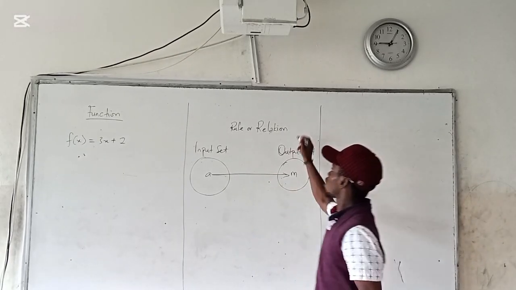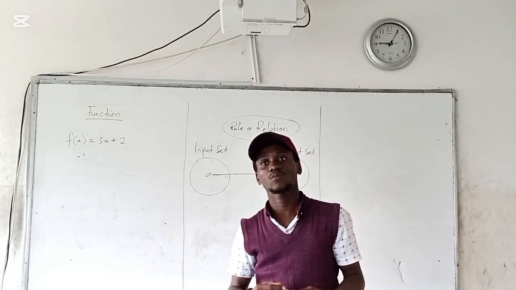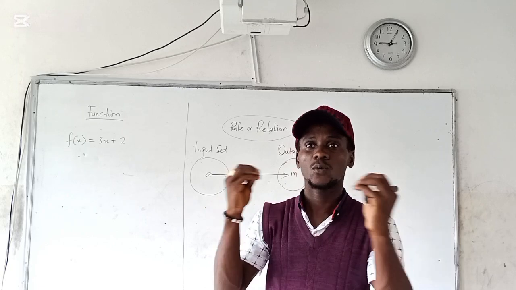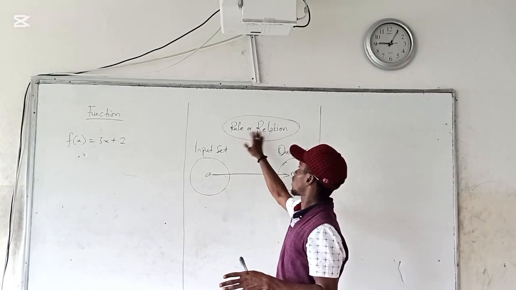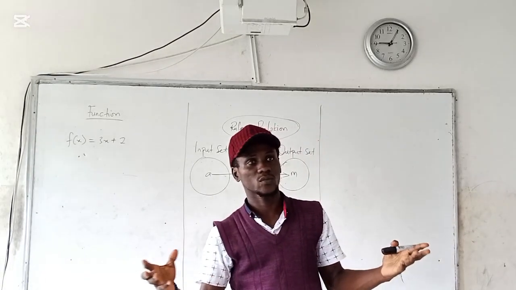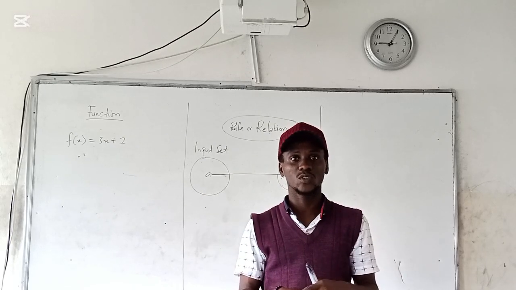Now, take note of this word, rule or relation. In mathematics, anytime we hear the word rule or relation, where should your mind go back to? Your mind should go back to what? An equation. A rule or a relation in mathematics is majorly an equation. So please, anytime you hear that word rule or relation, know that it's an equation you're dealing with.